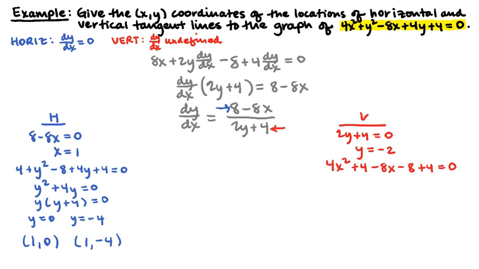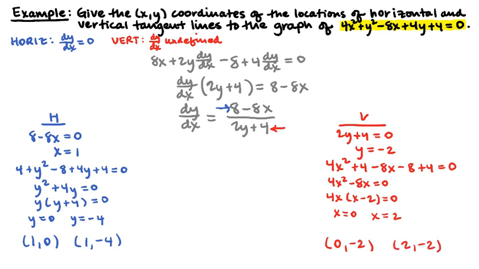All right, so now I have 4x squared minus 8x equaling 0, which is 4x times x minus 2. And now this thing will equal 0. This is going to happen where x is 0 and also where x is 2. So the xy coordinates of the places of the vertical tangent are 0, negative 2, and 2, negative 2. And that's how we deal with these horizontal and vertical tangent problems.